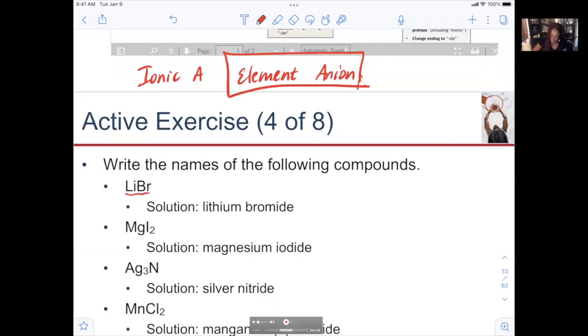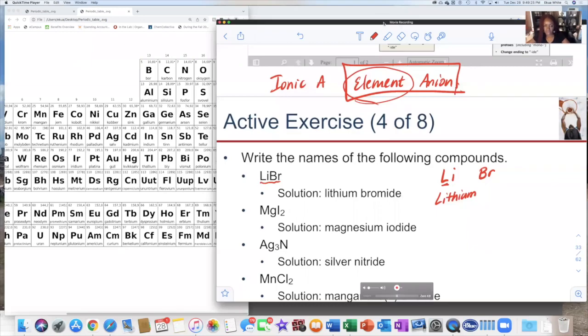So on this first one here, you have LiBr. We know Li is the metal, so it has to be named like the element. You want to look at the periodic table and find lithium. So hold on for a second. Let me see if I can find. Okay, I went ahead and pulled up a periodic table and I'm hoping this is going to help us with the process of nomenclature.